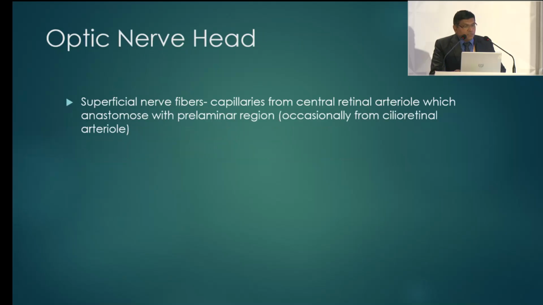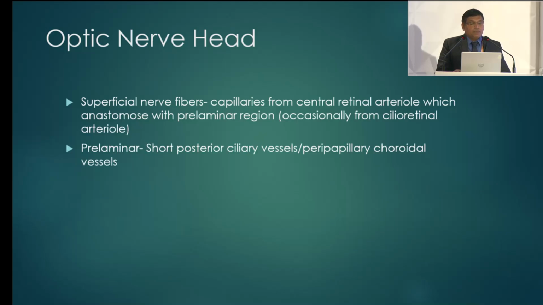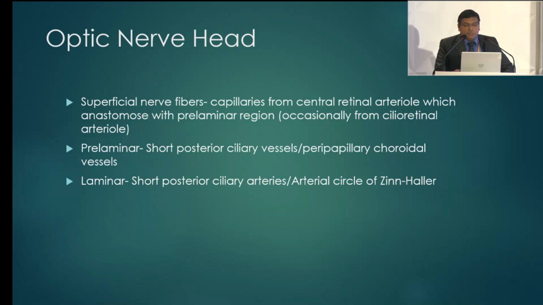If you consider the optic nerve head, the superficial nerve fiber layers are supplied by capillaries from the central retinal arteriole, which anastomoses with the prelaminar region. Sometimes we do get a retinal arteriole supply as well. In the prelaminar part, the main supply is the short posterior ciliary vessels and the peripapillary choroidal vessels. Actually, peripapillary choroidal vessels are also a product of the short posterior ciliary artery. In the laminar region, it is the short posterior ciliary artery plus the arterial circle of Zinn-Haller. Again, the major contribution is from the short posterior ciliary arteries to the arterial circle of Zinn-Haller.